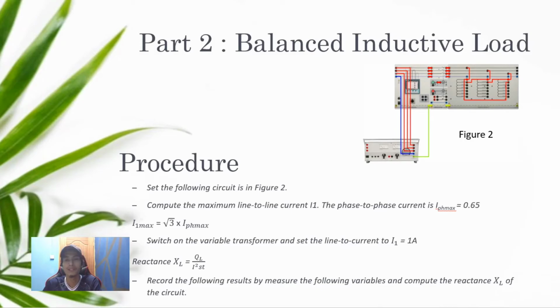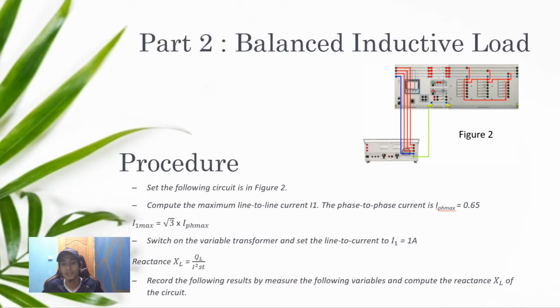Assalamualaikum. My name is Muhammad Syahir and I will present part 2, which is balanced inductive load. Figure 2 is an example of the connection for a balanced inductive load. The procedure is to set the circuit as in figure 2. Next, compute the maximum line-to-line current I1. The phase current I phase max equals 0.65.